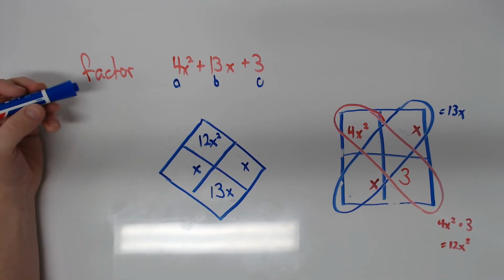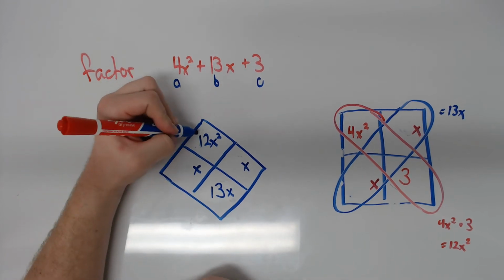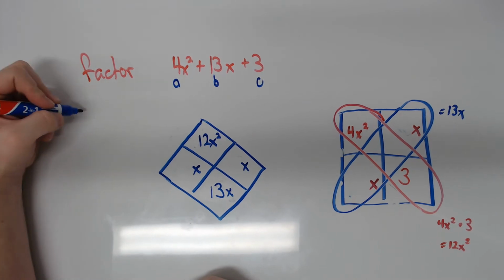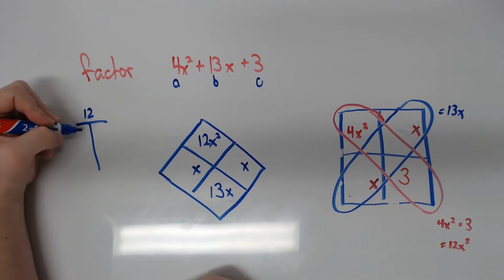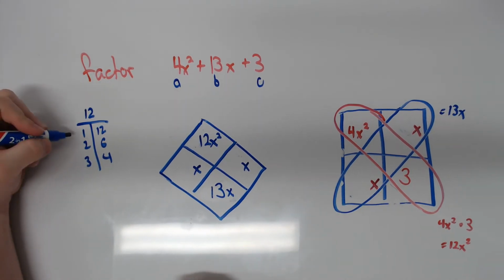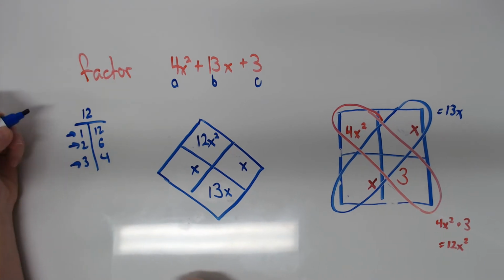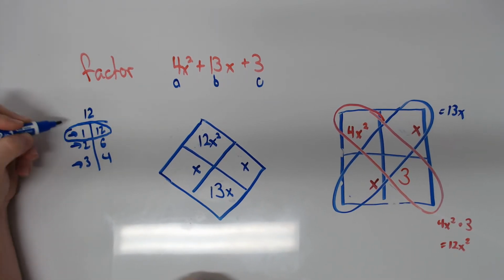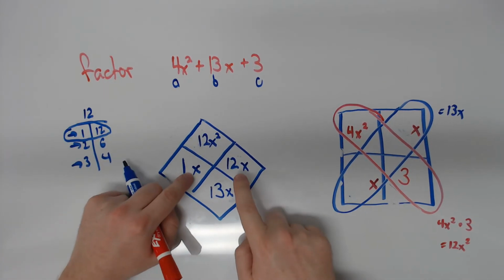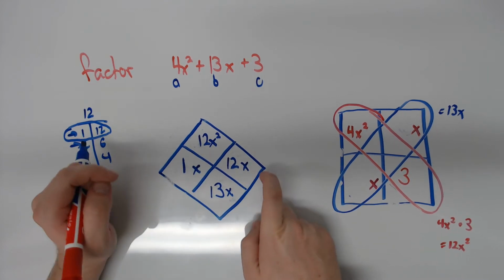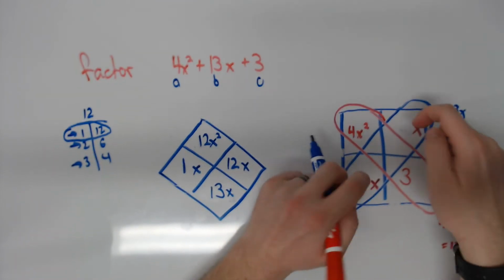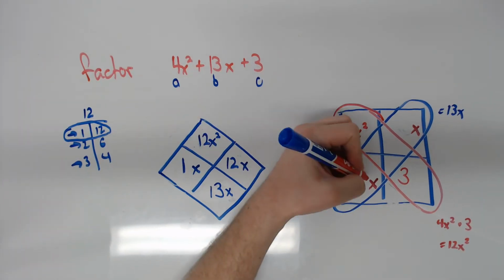All right. The way to do that is we need to find things that multiply to 12 that will add to 13. So this is where we make a T-chart. 1 and 12, 2 and 6, 3 and 4. Those are all our options. We need to find a row that adds up to 13. It's going to be 1 and 12. So 1x and 12x. So 1x times 12x is 12x squared. 1x plus 12x is 13x. Those are going to be our two remaining boxes.